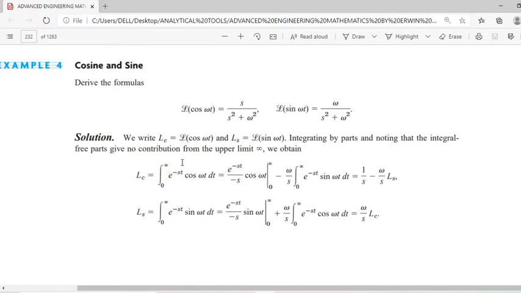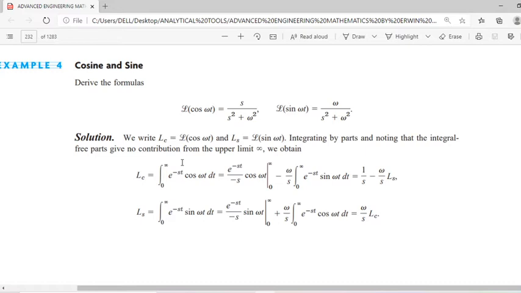Now let us consider L of cos ωt, very shortly denoted as LC. LC is equal to integral 0 to infinity e raised to minus st cos ωt dt, where instead of f of t we write cos omega t. So that we can integrate by the method of integration of products.